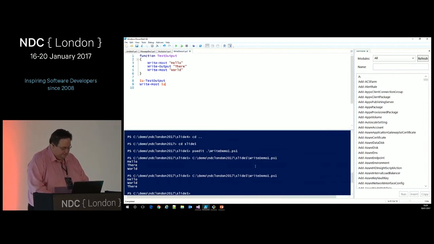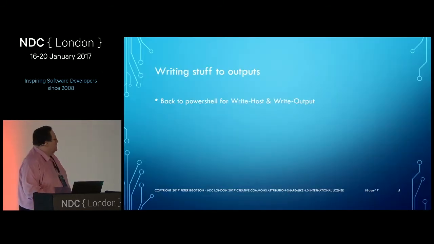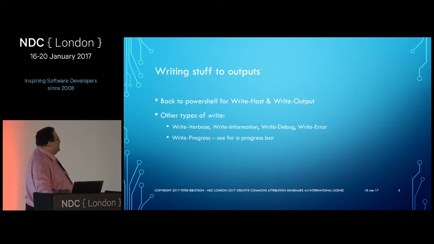So there's a difference between the pair of them, and some people use them interchangeably. There's some other types of write: Write-Verbose, Write-Information, Write-Debug, Write-Error, and Write-Progress, which you can use for a progress bar. So I'm just going to go back to PowerShell.